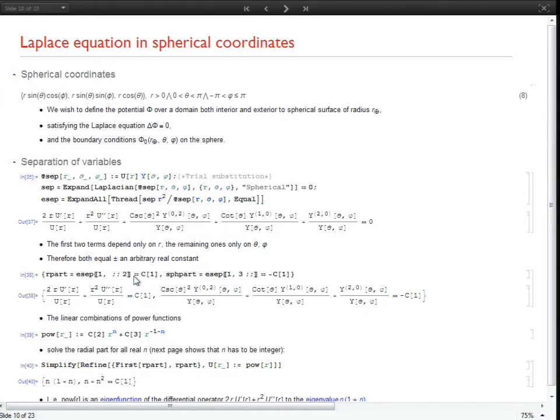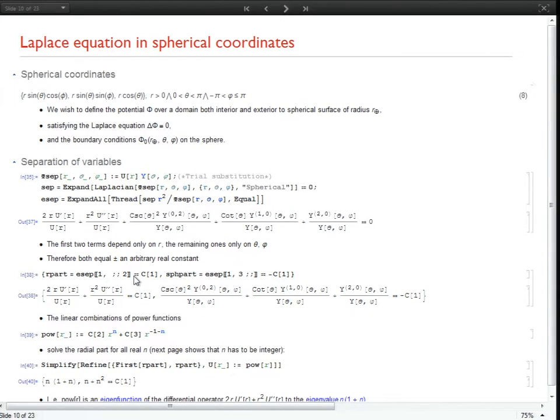You can try to do it in Mathematica, but you will spend about a day to do that. The solution of this radial part is easily found. It's just a linear combination of two power functions, r to the power n and r to the power -1 minus n.